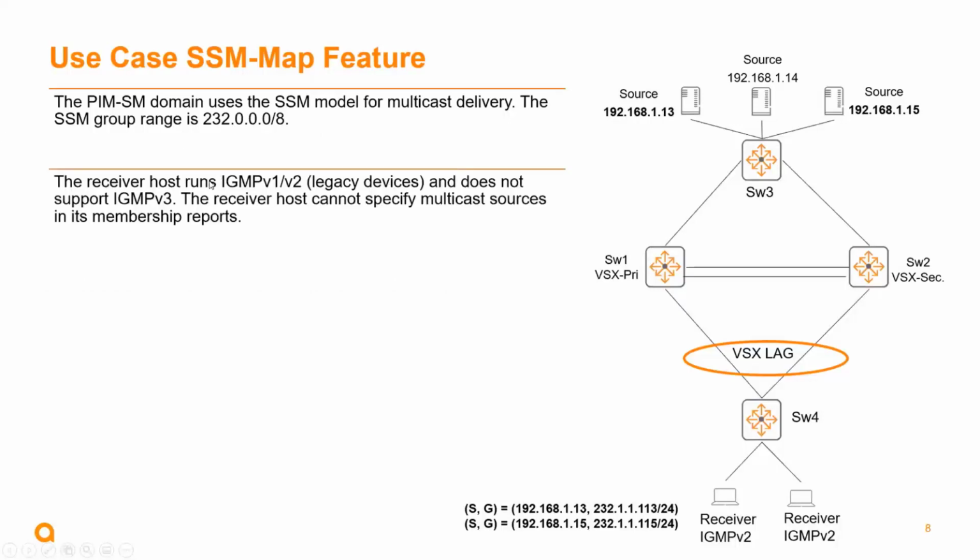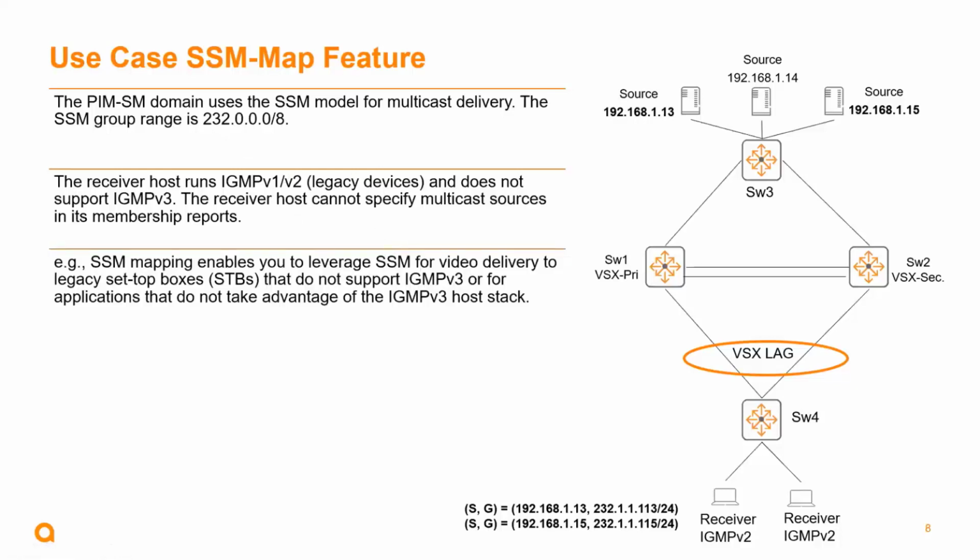And then the receiver host runs IGMP version 1 or version 2, which is legacy and does not support IGMP version 3. So again, as we said, without this feature, when we receive their packets, we will basically just drop those joins. Now, here's an example of what kind of device or clients, if you may, right?